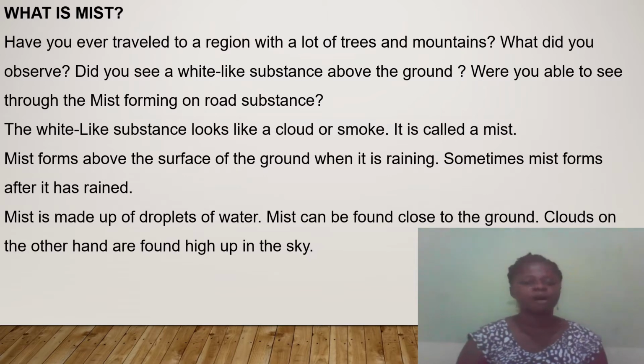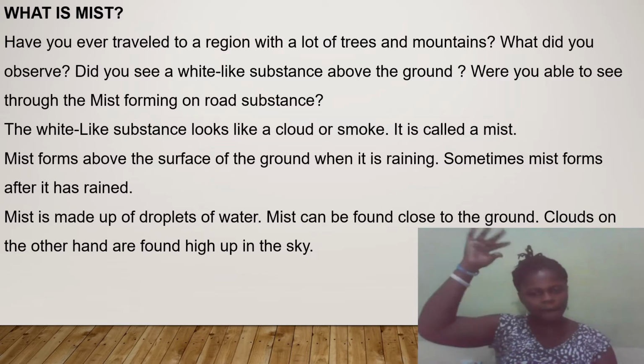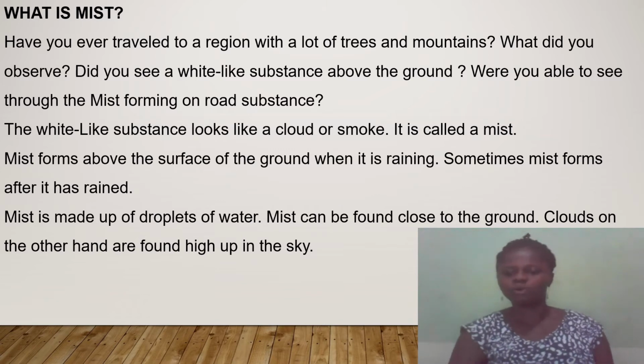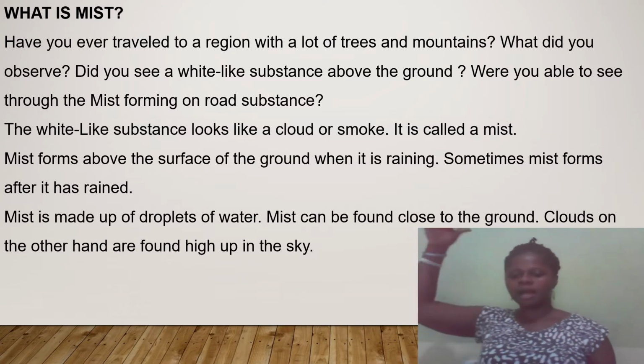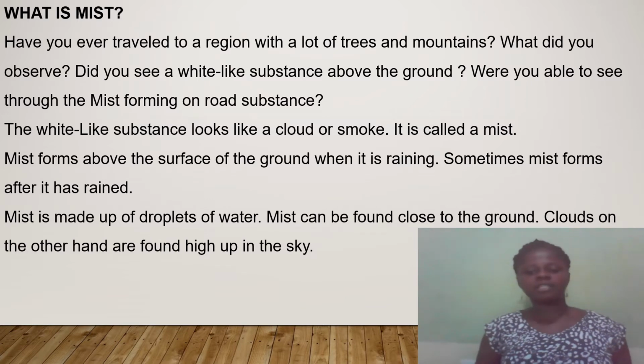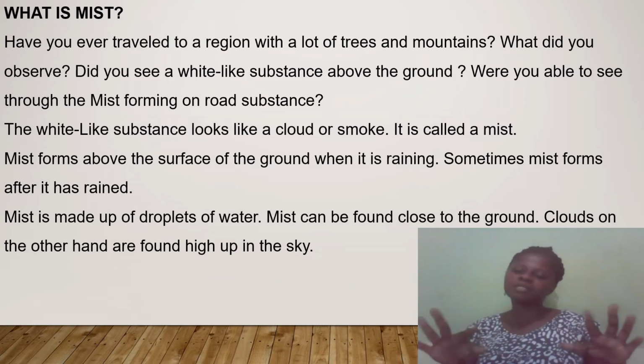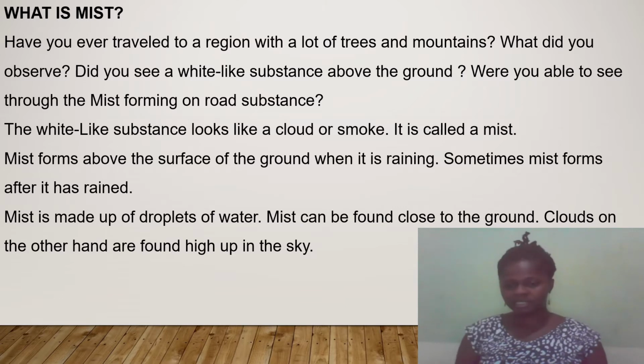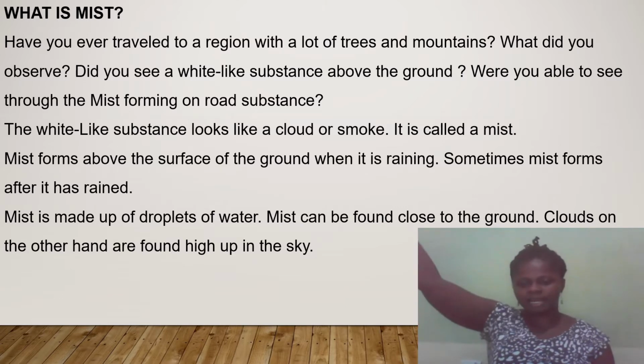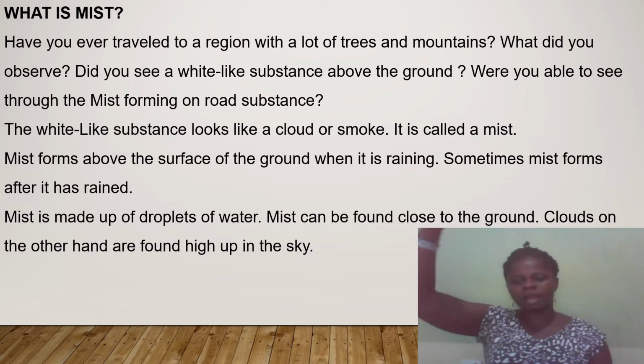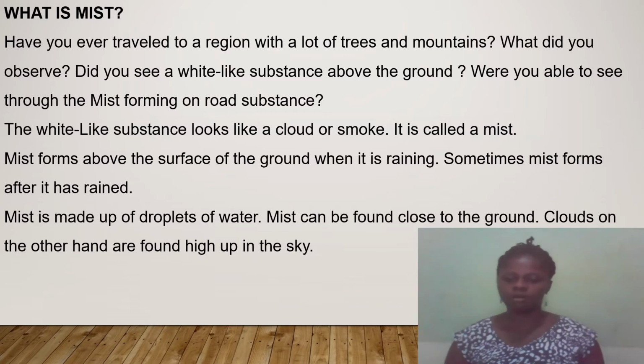So mist forms above the surface of the ground when it is raining, okay. Sometimes mist forms after it has rained. It is made up of droplets of water and can be found close to the ground. Clouds, on the other hand, are found higher up in the sky. So that is the difference between a mist and a cloud. The mist sometimes looks like a cloud, but the difference is that mist doesn't form high up in the sky like the clouds.